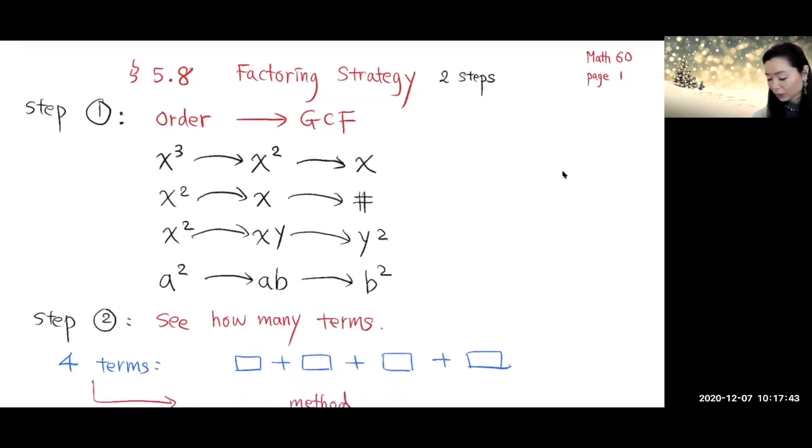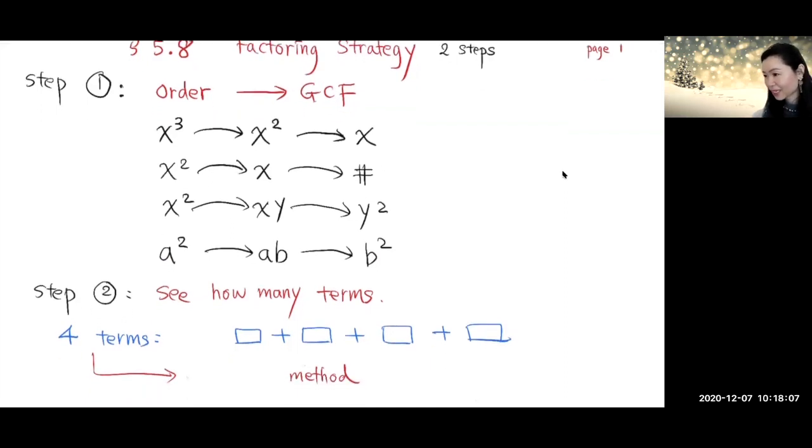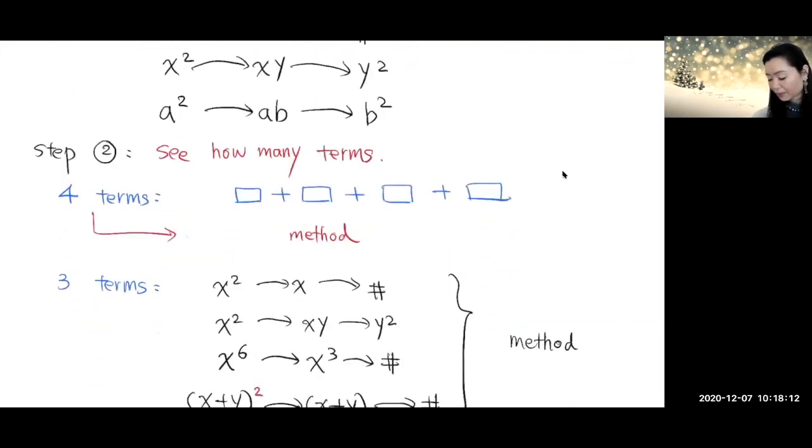What do we mean by the right order? If you have x, you order the terms from the highest exponent to the lowest exponent, highest power of x to the lowest power of x. If you have a and b, you order them this way: a squared, ab, and b squared. Then you take out the greatest common factor. That's the first step, don't forget. Now the second step is to see how many terms.